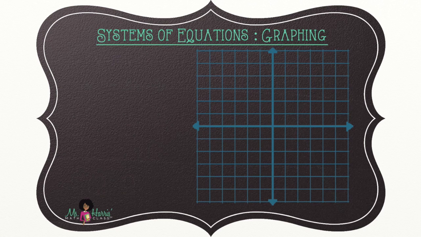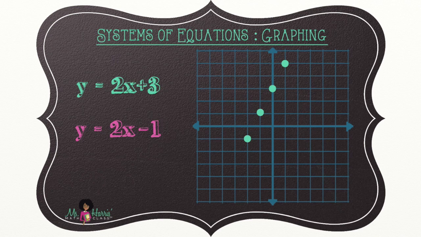Let's take a look at our next problem. Solve the system y equals 2x plus 3 and y equals 2x minus 1. For our first equation, 3 is our y-intercept, and then we go up 2, right 1. To find the remaining points, we go backwards, down 2, left 1.